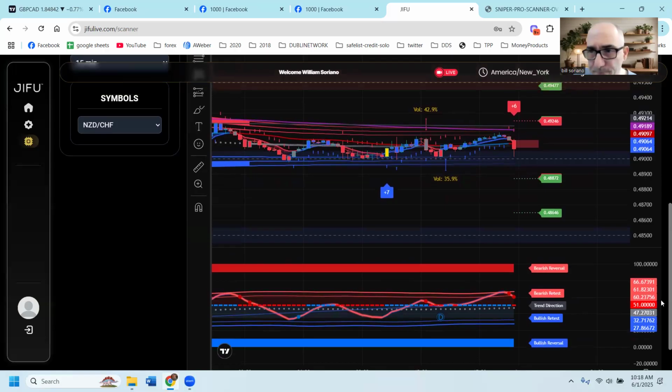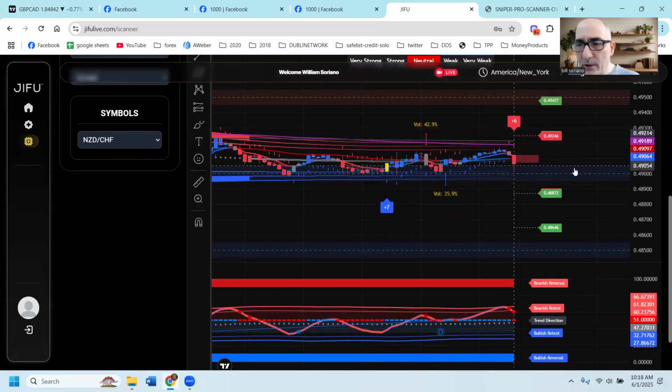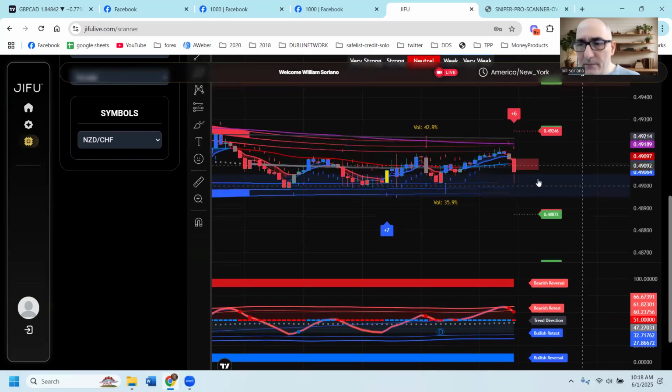However, we're going to keep an eye on it because we do have a +6. We have a red sniper arrow. Again, this isn't the best type of candle to enter off of. You'd like to see the body of this candle be a little bit bigger and less wick to the downside here, because that's rejection. But it was the end of the week on Friday, so that could have caused something like that.